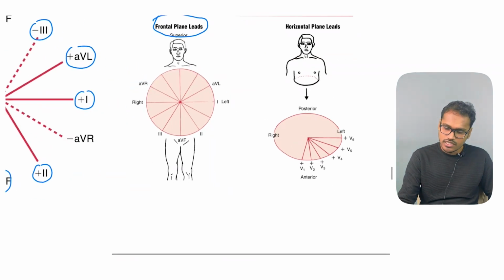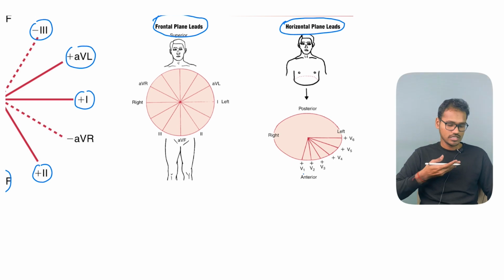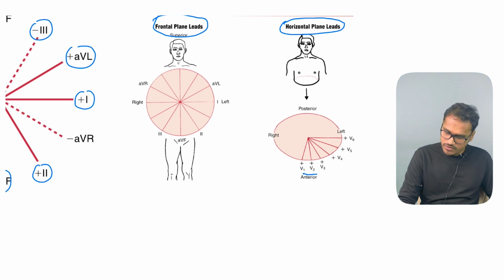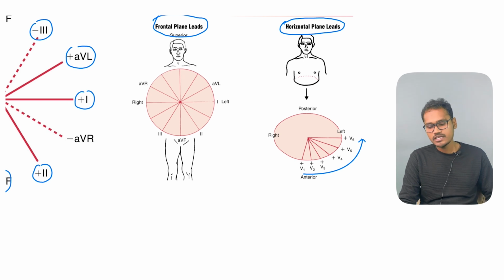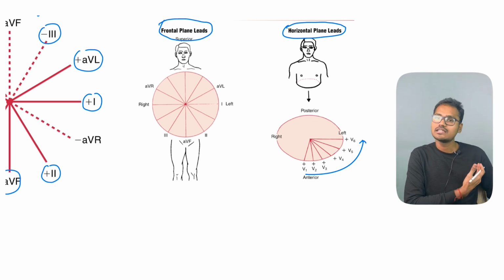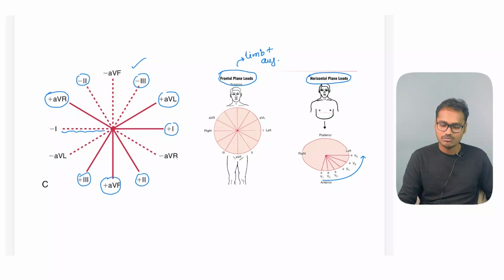Then to check the horizontal plane, we have the chest leads. Horizontal means antero-posterior, so these cameras take the picture antero-posteriorly, from V1 to V6. This helps us when we are studying a myocardial infarction. Just by looking at the ECG, we can understand whether the inferior wall of the heart is affected, or the lateral wall, or the anterior wall. All these things can be easily identified with just the help of the ECG.